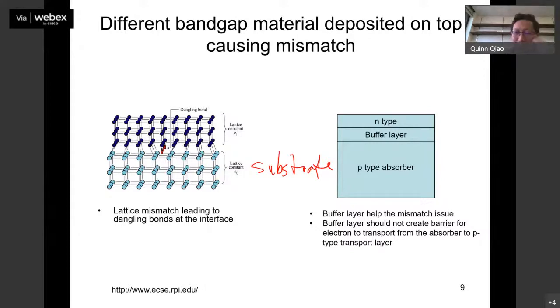So that's why many times people want to use a buffer layer. They don't deposit these different materials directly onto that substrate. They want to deposit a buffer layer, something in between, okay? That buffer layer can help to relieve the lattice mismatch, okay?